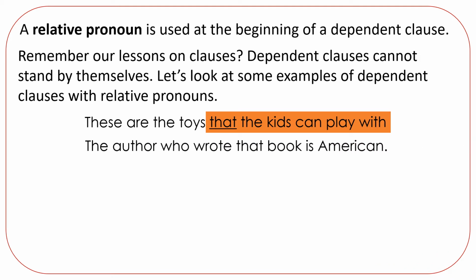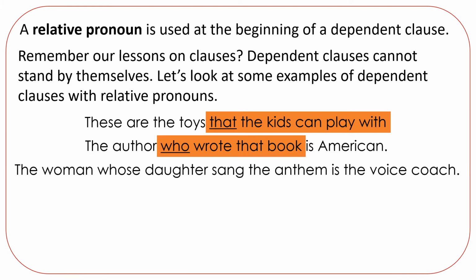The author who wrote that book is American. Who wrote that book is the dependent clause. Who is the relative pronoun. Who wrote that book is referring back to the author. It's relating to the author.